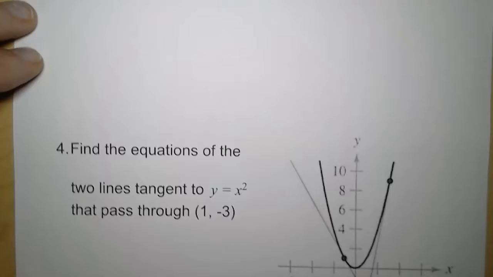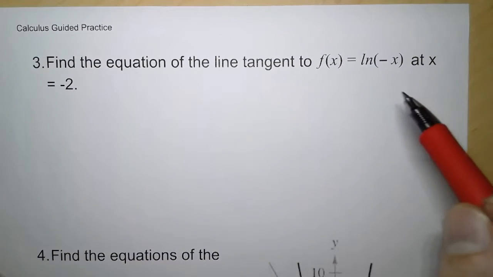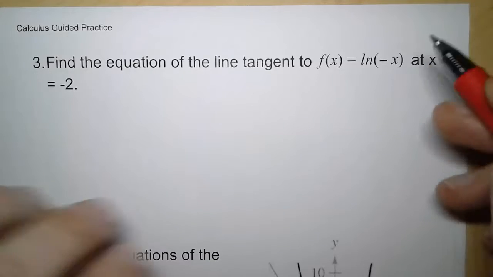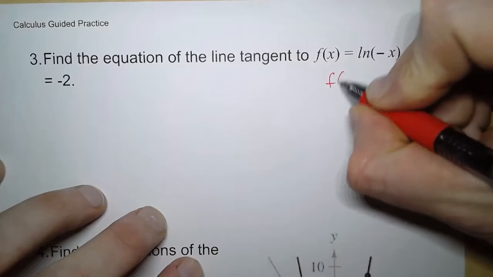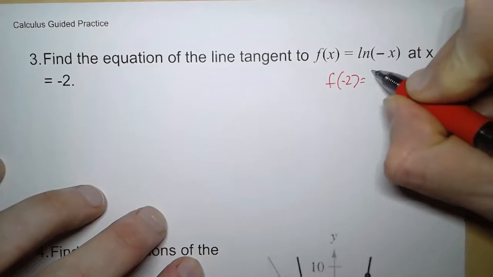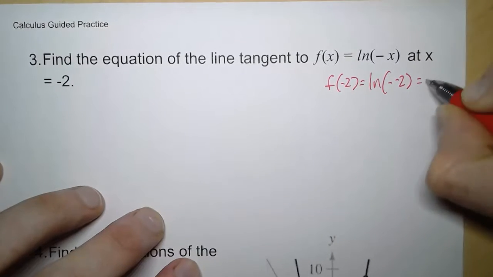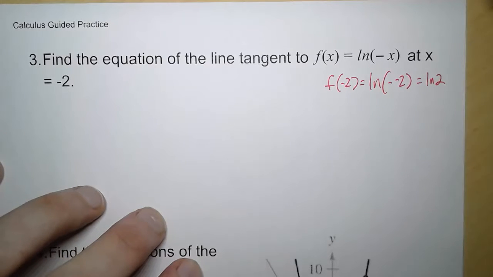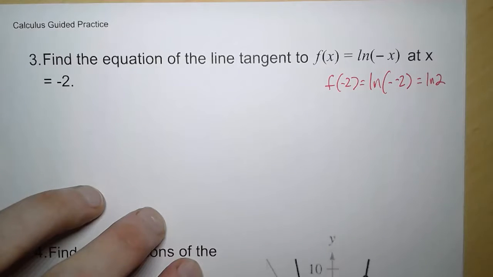All right. On to the third one. Here we have this equation, this function ln of negative x. And we want to find first the y value at negative 2. So we plug in negative 2. So we have ln of negative negative 2, and so we have ln of 2. Now I'm going to leave it in this exact form and not find the decimal, because doing it by hand with decimals makes it a little more difficult for me.